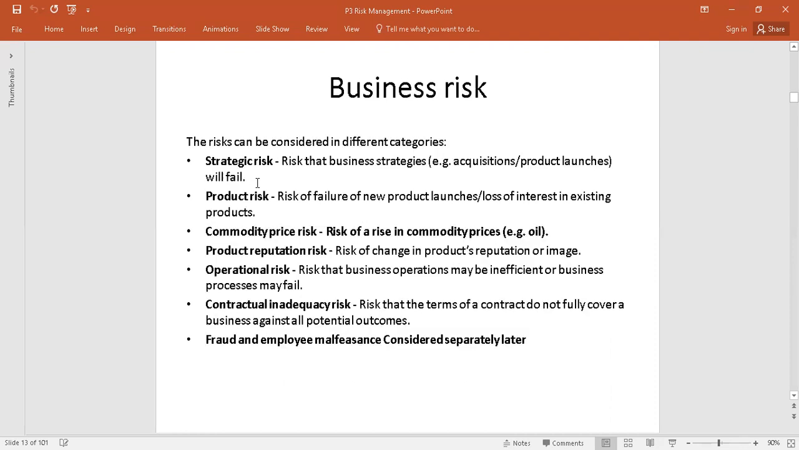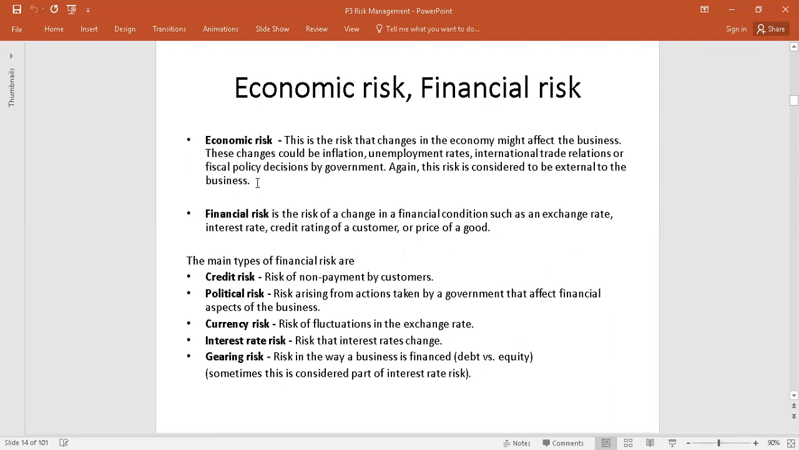What possible losses can happen to a business, or the different categories of risk it is prone to, we call all of them together business risk. Then the next category is economic risk and financial risk. Economic risk is the risk that changes in the economy, at the economy level, might affect the business.